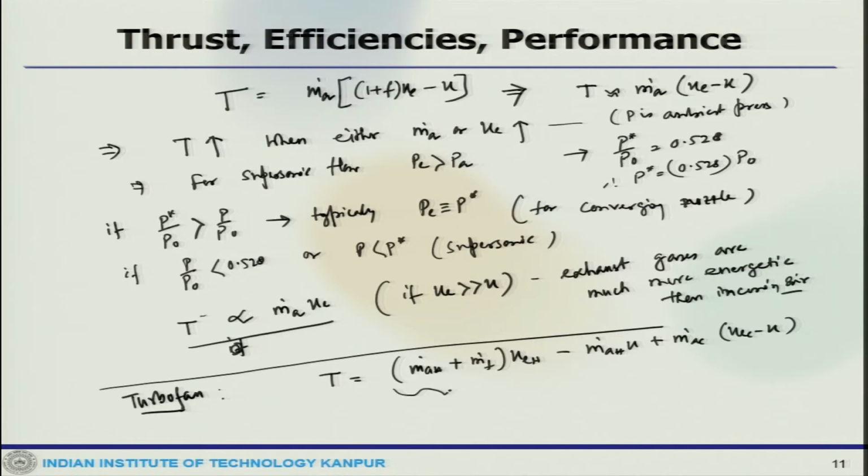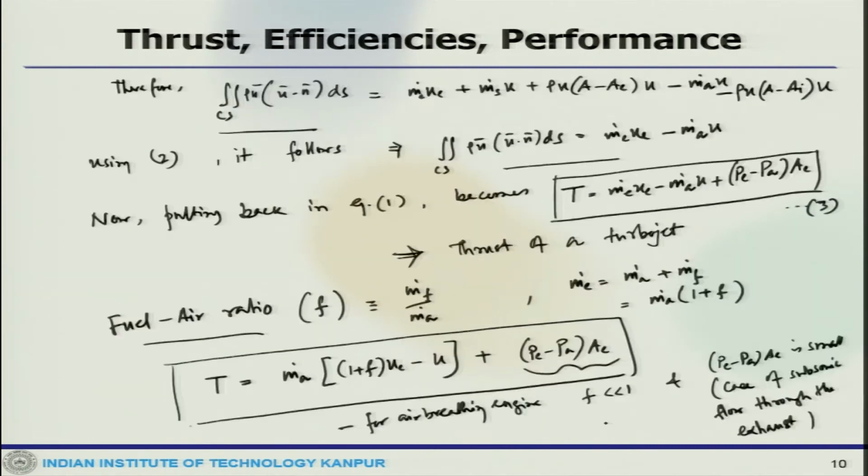So, this is the primary component of the thrust, or hot thrust. This is the secondary component of the thrust, or the cold thrust. And also here the assumption is that P_EH equals P_EC equals P_A. This is atmospheric pressure, and this is the pressure at the exit of the hot gas.